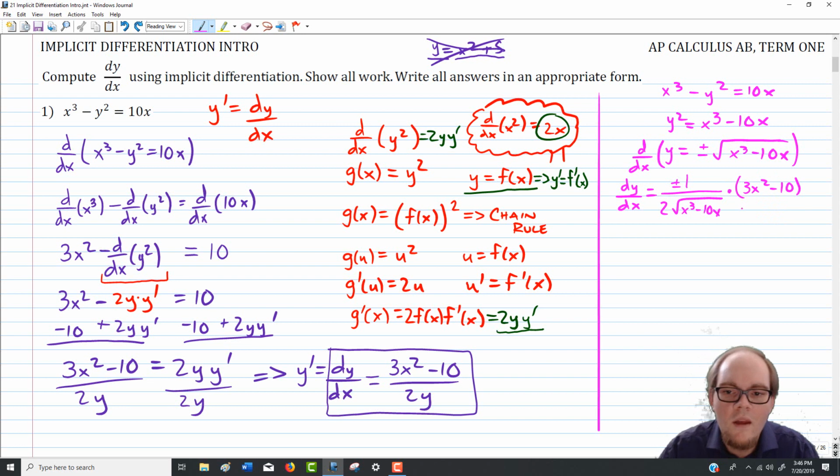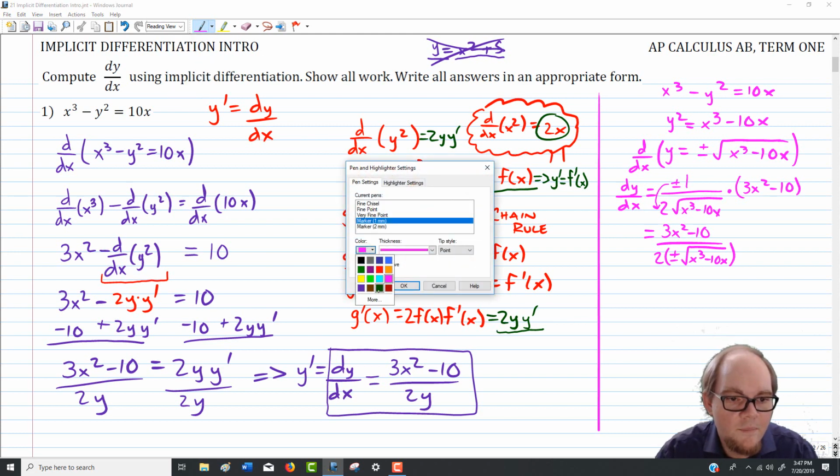It should. So with that in place, we've got a couple things here. I'm just going to make some cosmetic changes. I'm going to move that plus or minus down below. Forgive me for a second, but it will work. This will be 3x squared minus 10 over 2 times plus or minus the square root of x cubed minus 10x.